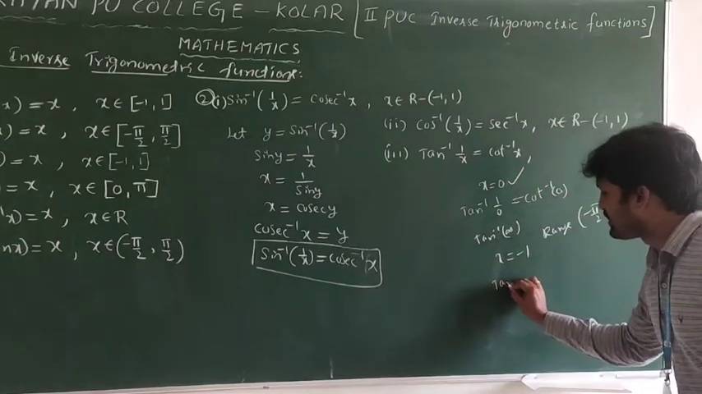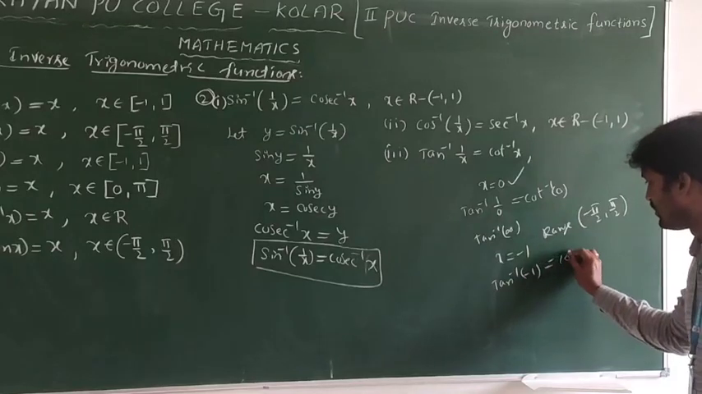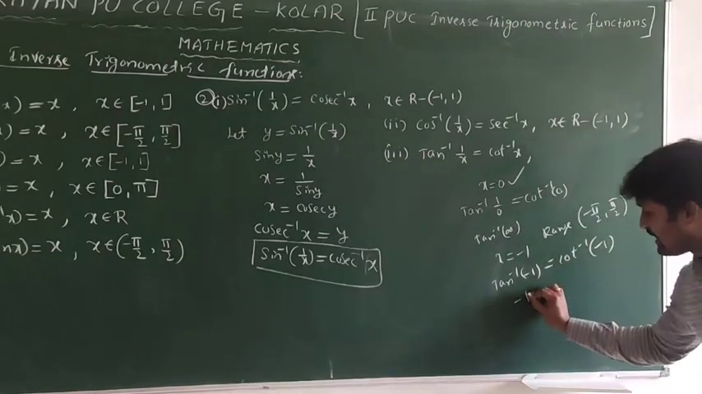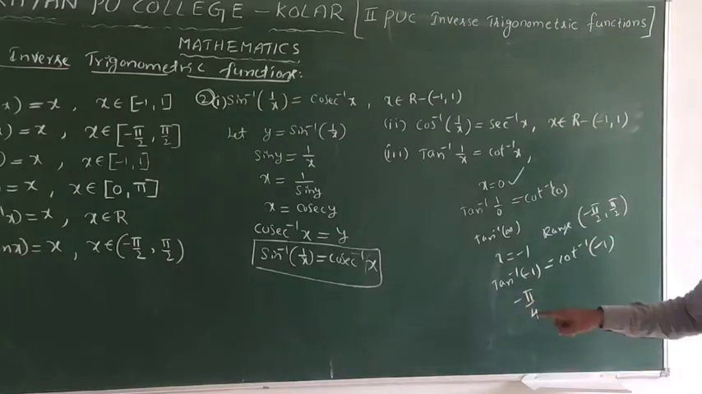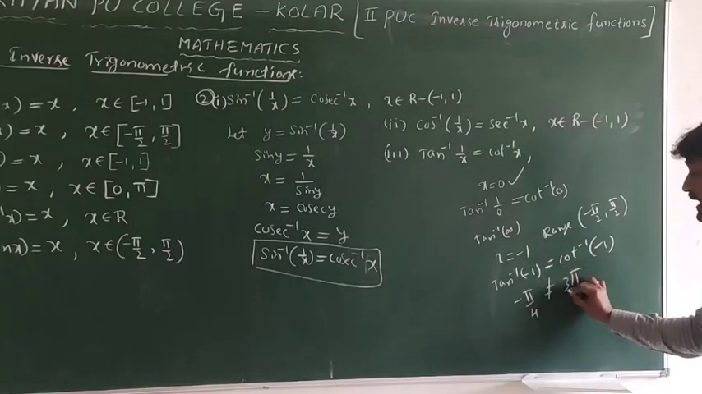Take the negative value: tan inverse of 1 by minus 1, what do you get? Minus 1. Cot inverse of minus 1 versus tan inverse of minus 1, which is clearly minus pi by 4. At minus 45 it is possible, but cot inverse of minus 1 is not equal to minus pi by 4. It is equal to 3 pi by 4.